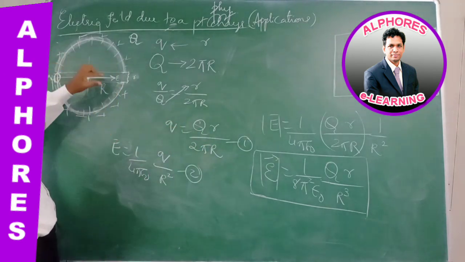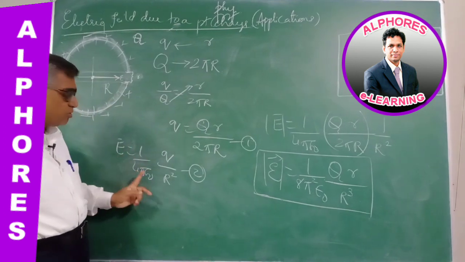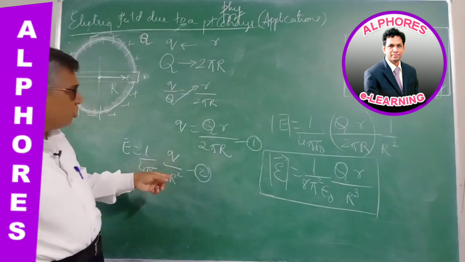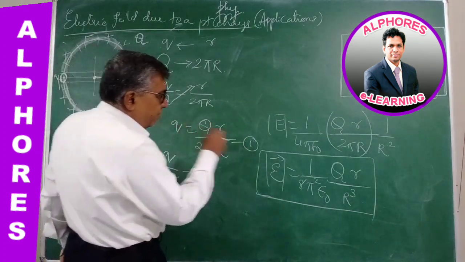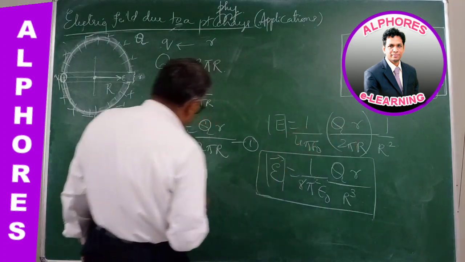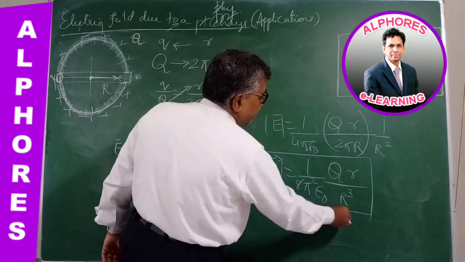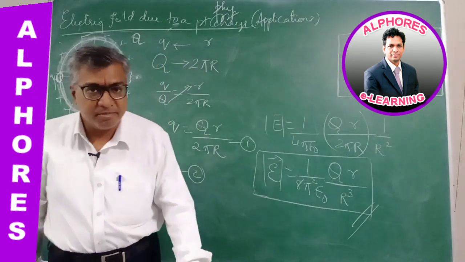Then considering this part as a point charge, the field due to a point charge is 1 by 4 pi epsilon naught, its charge q, by R square. So substituting 1 into it, 1 by 4 pi epsilon naught, capital Q into small r by 2 pi R, into 1 by R square. So simplifying, this is the electric field. Right? A very beautiful question to be remembered. Right?